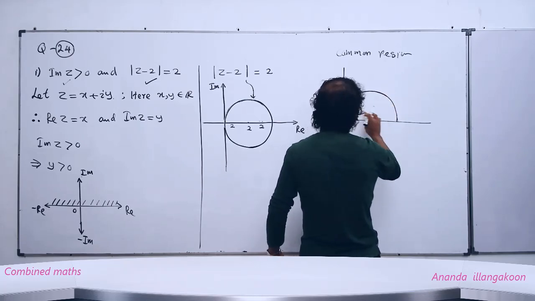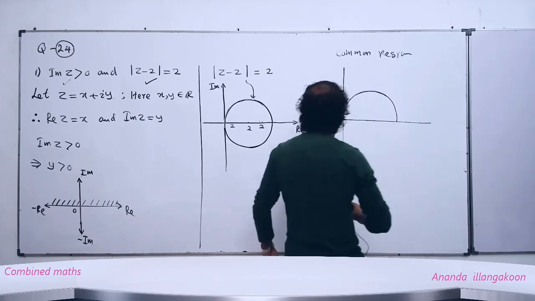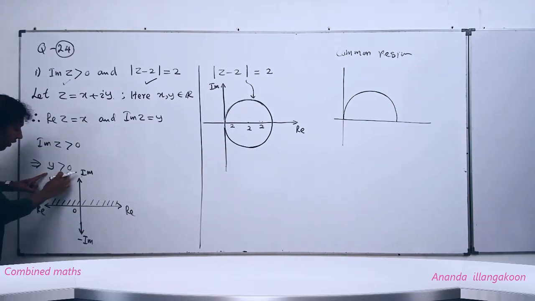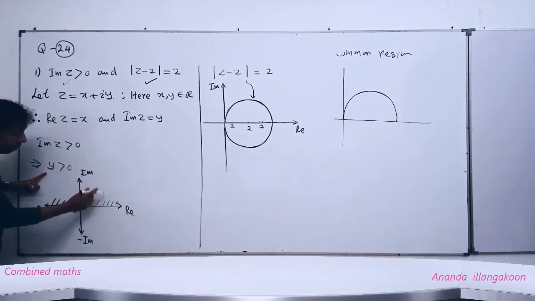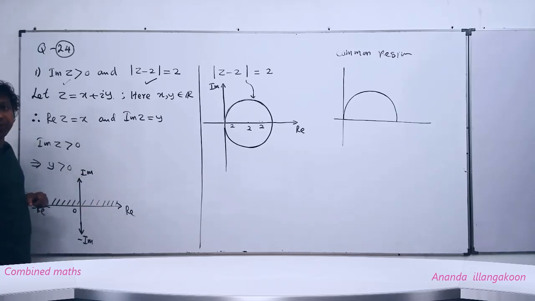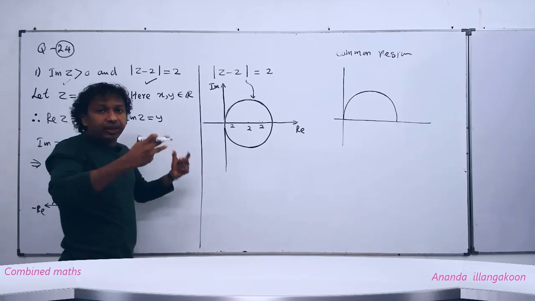Right, like this. Now, people, y greater than 0 means we can't take y equals 0, because we don't have an equal sign here. So can we consider points on the real axis? No, we can't. Only above the real axis.